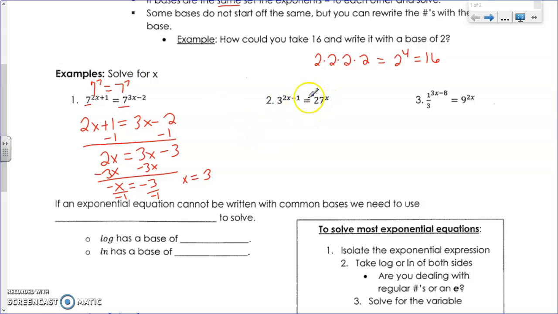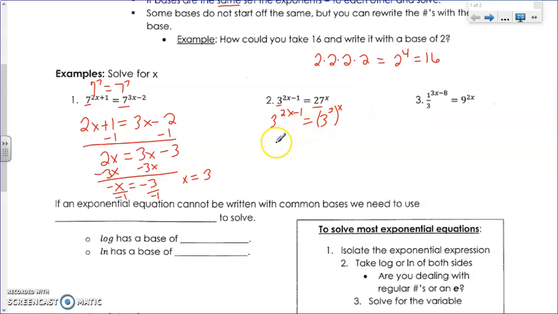Okay, so here, this 3 and this 27 are not the same. But I can make the 27 have a base of 3. So I leave the first one alone. And I ask myself, 3 to what power gives me 27? Well, 3 squared is 9, but 3 cubed is 27. And then that's the x's outside of that.